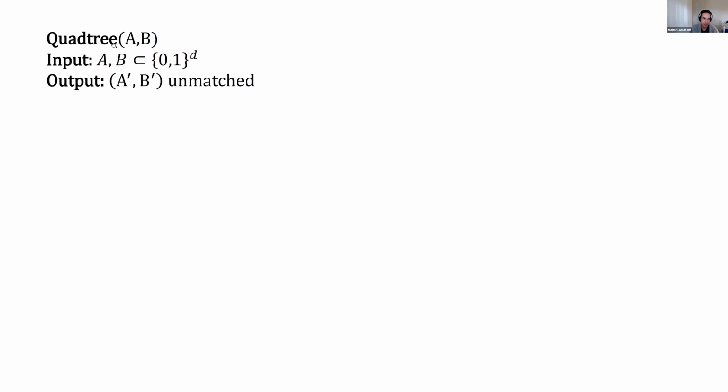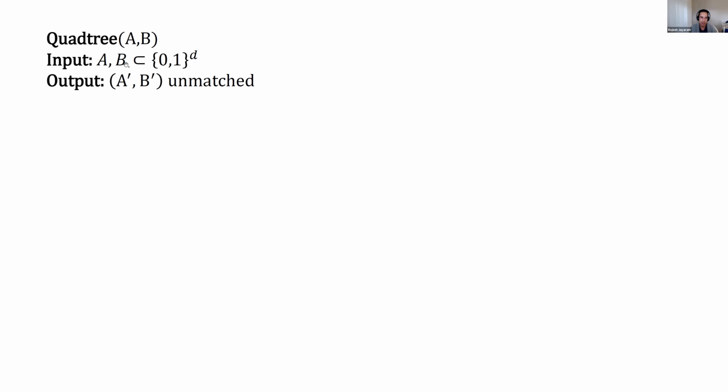Well, Quadtree is given as input two multi-sets, A and B, in the hypercube. Because this is a recursive algorithm, we're not going to assume that A and B have the same size at this call. So what Quadtree is going to try to do is match up as many points in A as it can to B. But because these sets need not be the same size, A could have more points than B. So if A has more points than B, I'll match up as many points in B to the points in A, but I'll have some extra points left over. So what I'll return is actually some excess points that are unmatched.